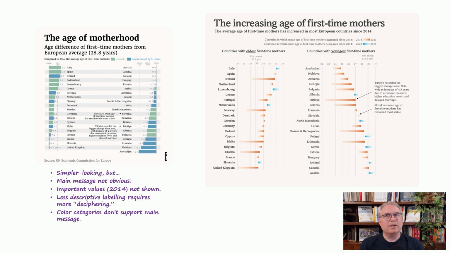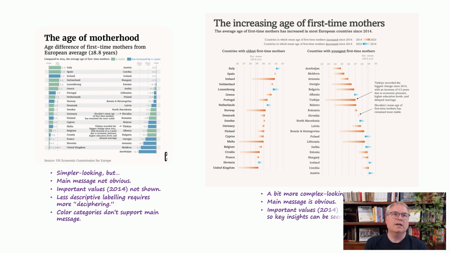And so what we end up with is something that at first glance is maybe a little bit more complex looking, but at least the main message is obvious. And so it's actually going to be less work for the reader, not more work. And those essential values from 2014 are shown in the chart, right? And so the key insights are actually visible. I can actually see them in the chart.